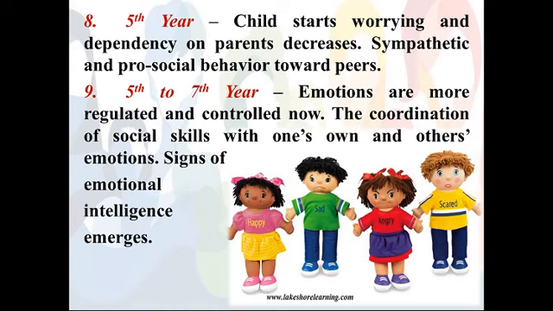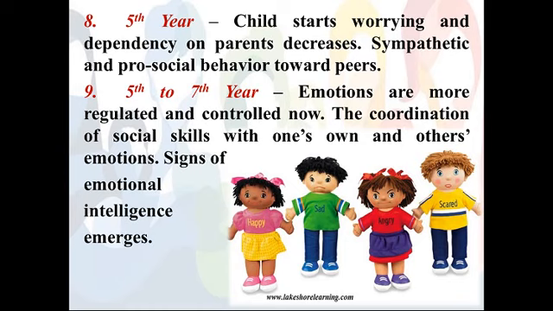And here comes the role of peers. The peer group also starts developing. Due to the peer group, the child starts showing sympathetic and pro-social behavior towards the peer as well as the society. Fifth to seventh year, emotions are more regulated and controlled now.